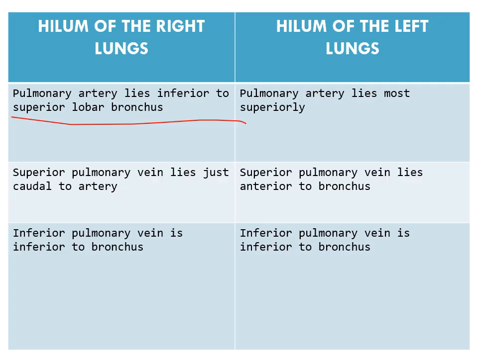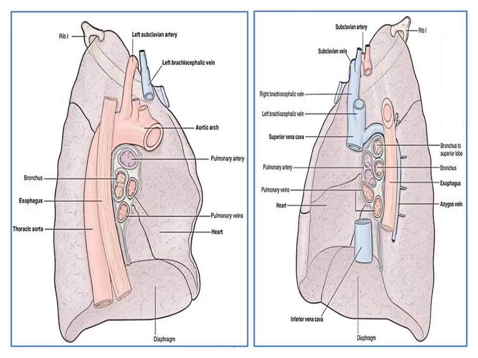Then finally, on the right side, the inferior pulmonary vein lies inferior to the bronchus, and this is also similar to the left side. In the left side, we have the inferior pulmonary vein also inferior to the bronchus. So this is not necessarily a difference, but more of a similarity in both the right and the left side. On the hilum, the inferior pulmonary vein is found inferior to the bronchus. The differences tend to be in the superior pulmonary vein and in the pulmonary artery.